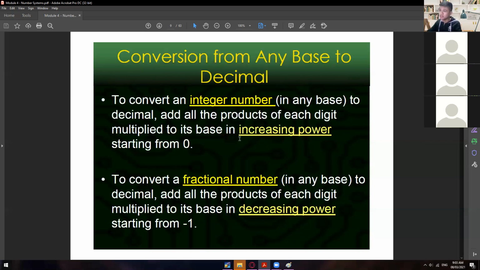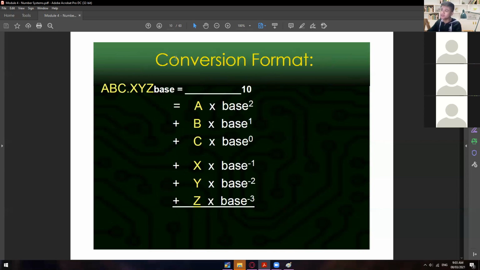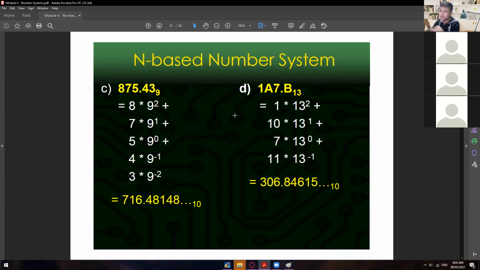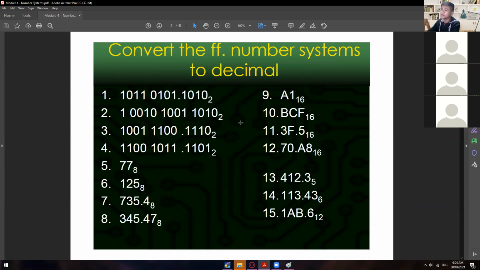So yeah, basically when it comes to conversion of any base to decimal, you don't need to worry about is it binary, is it octal, is it decimal, is it hexadecimal. You can convert any base to decimal. Okay, so no problem, right? So it's ranging from base 1 to base 16, right?